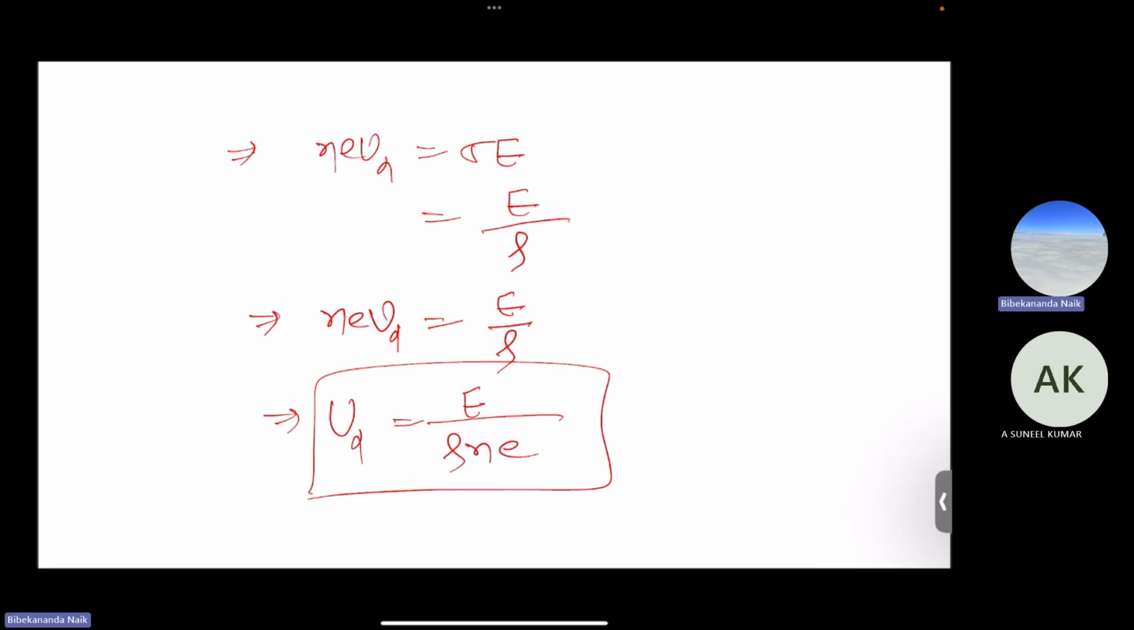Then if you put the values, E is directly given. The value of E we have is 100 volt per meter. The charge e is 1.6 into 10 to the power minus 19 coulomb, and then resistivity rho is 2.62 into 10 to the power minus 8 ohm meter.